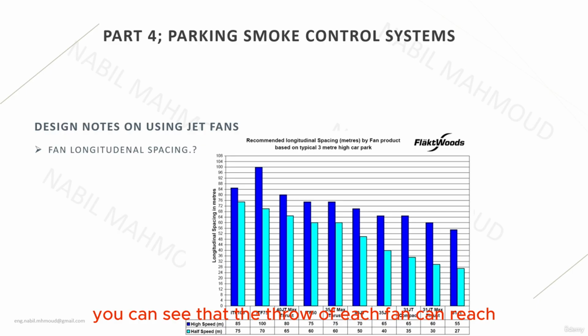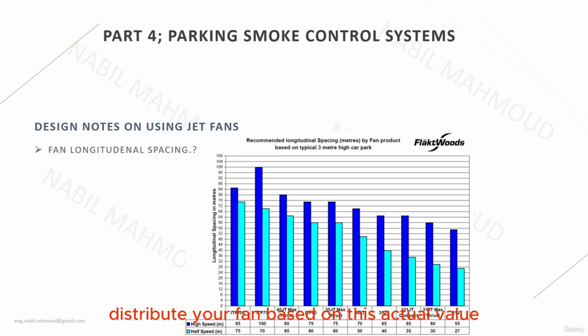You can see that the throw of each fan can reach in the normal mode from 20 meter up to 70 meter, while in the fire mode it can reach from 40 or 50 meter up to 85 or 100 meter. And this value is the ideal value without the presence of any obstructions or any losses in the momentum. That's why the recommended value is based on using 2/3 of this ideal distancing value, which means that if you selected a fan based on a throw of 30 meter, you should use 2/3 of this value as the actual longitudinal spacing of this fan, which means that 2/3 of 30 meter will be 20 meter.